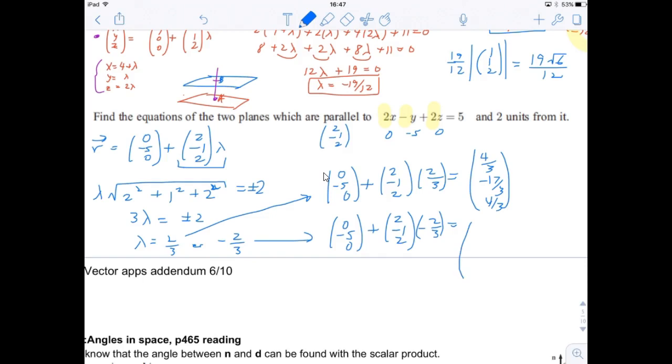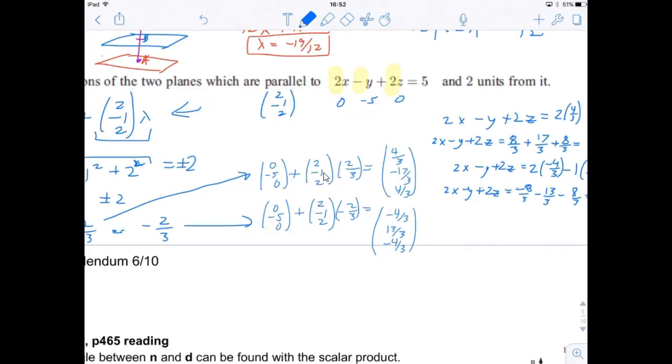In the case of lambda equals negative 2/3, it would be 0 plus negative 4/3. And -5 minus 1 times negative 2/3 would be -5 plus 2/3. -5 is -15/3 plus 2/3, so it'd actually be -13/3. And then the last one would be 2 times negative 2/3, which is -4/3.